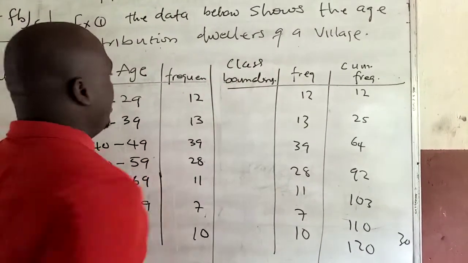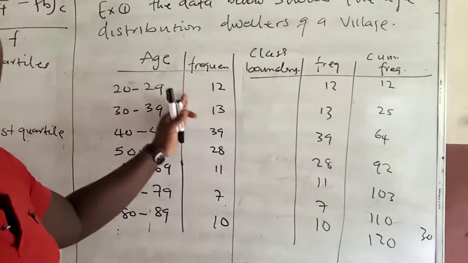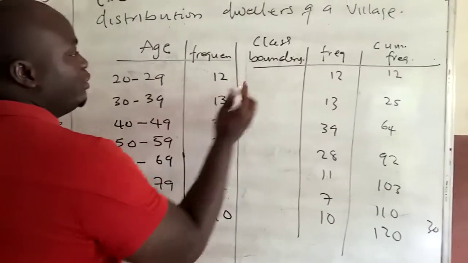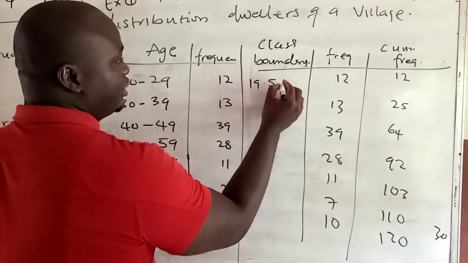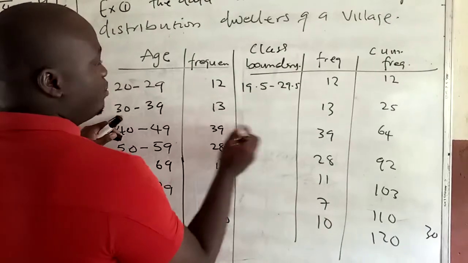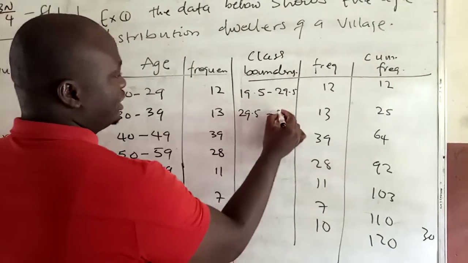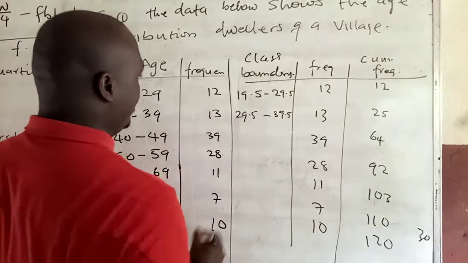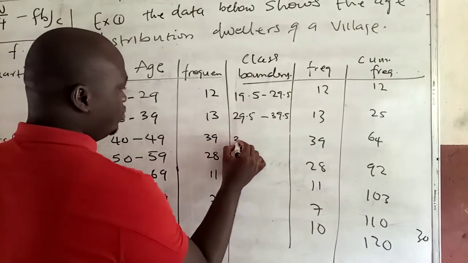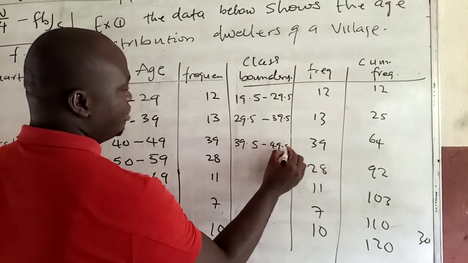Right? Now, what are we going to do? You know how we used to do it? Minus 0.5 here, add 0.5 here. You minus 0.5 from 20, you get 19.5. You add here, you get 29.5. If you minus from 30, you get 29.5 and 39.5. You minus from 40, you get 39.5. You add from 49, you have 49.5.